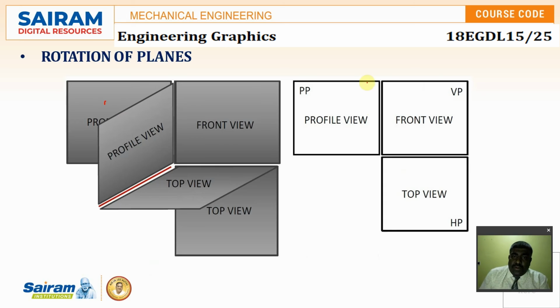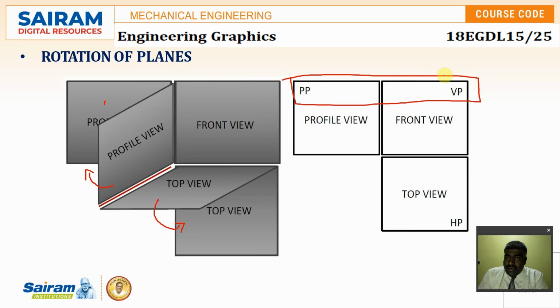Coming to rotation, when you go for rotation of the planes, one will be the top view and the other the profile view. Both will be rotated. The top view is nothing but the horizontal plane, and the profile view is nothing but the profile plane. The horizontal plane will always be rotated either downwards or upwards based on the quadrant you are projecting, and the profile view will always be rotated either to the left side or the right side, based on the quadrant again. The profile plane will always be beside the vertical plane, and the HP will always be below or above the VP. This is what you have to remember. The profile view always comes beside the front view, and the top view and front view will be in a straight line in a vertical manner.